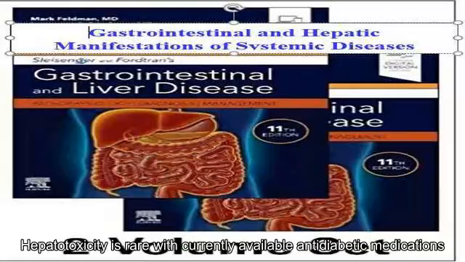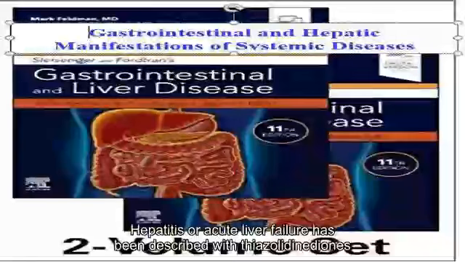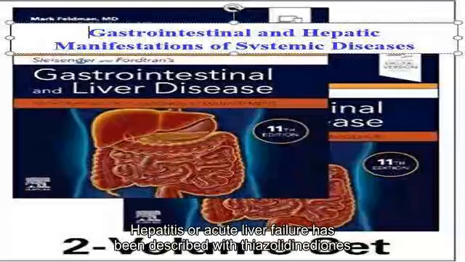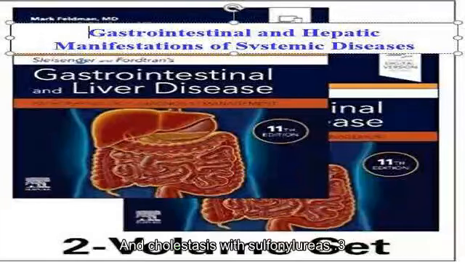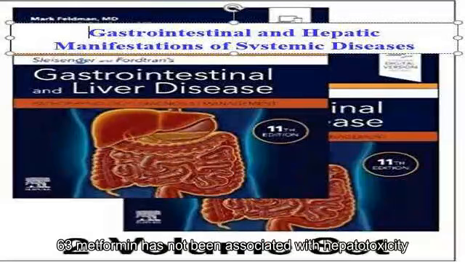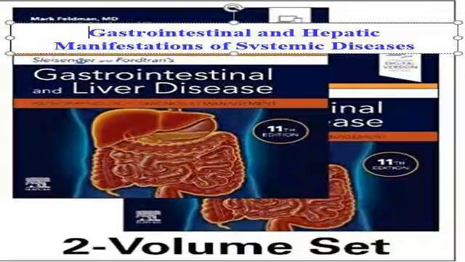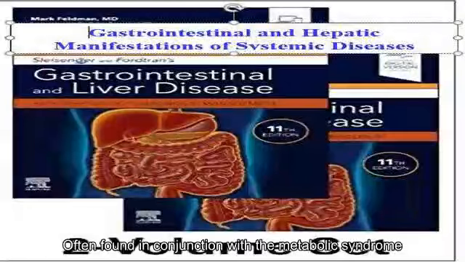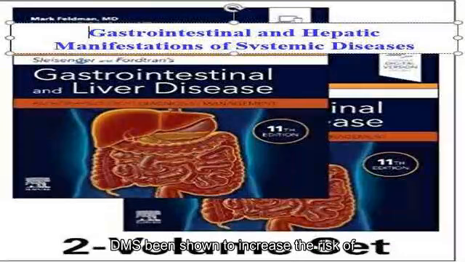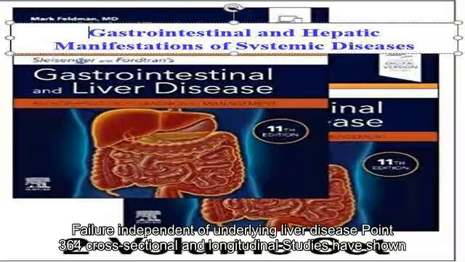Hepatotoxicity is rare with currently available anti-diabetic medications. Hepatitis or acute liver failure has been described with thiazolidinediones, and cholestasis with sulfonylureas. Metformin has not been associated with hepatotoxicity. Fatty liver, common in DM, is a manifestation of insulin resistance, often found in conjunction with the metabolic syndrome. DM has been shown to increase the risk of acute hepatic failure independent of underlying liver disease.